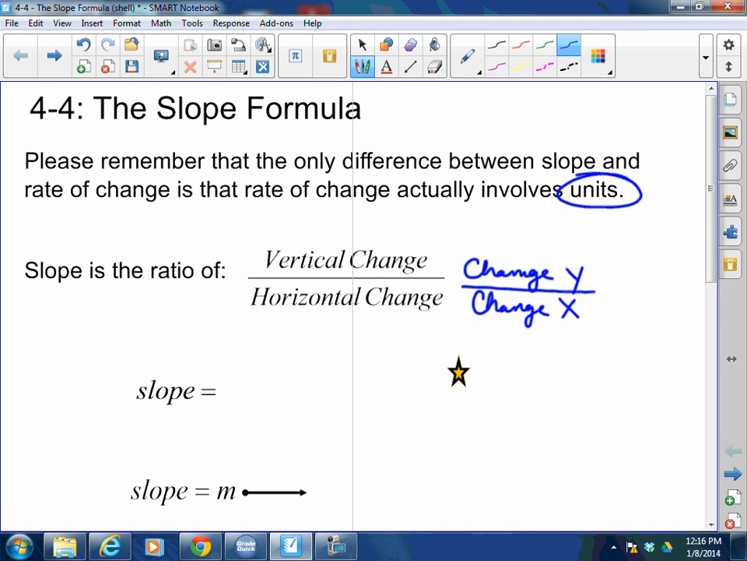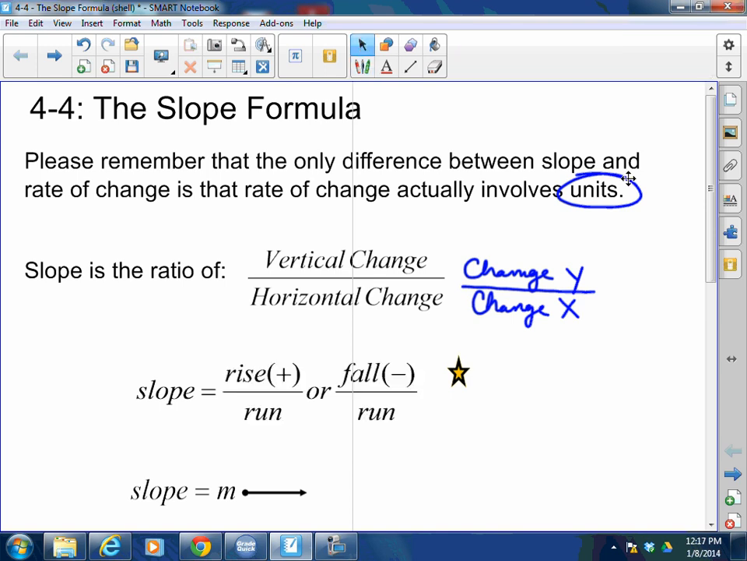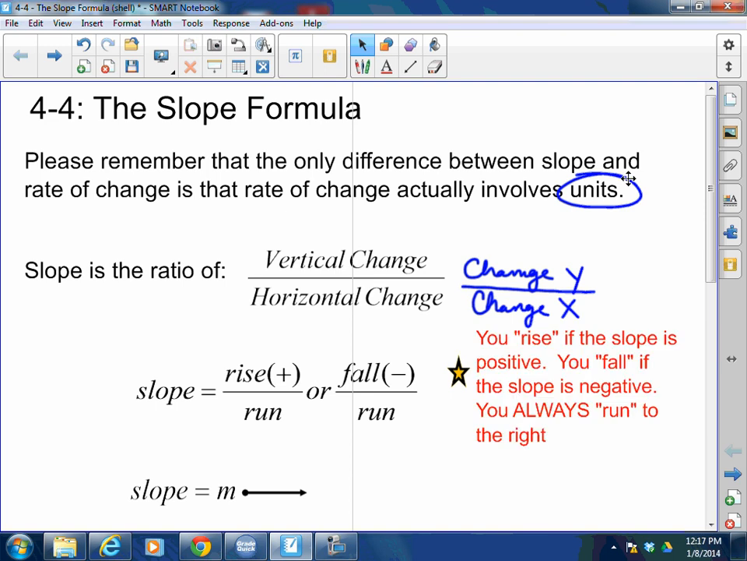Now, slope can also be described as a rise over run or a fall over run. And how can you tell the difference? Very easily. You rise if the slope is positive. You fall if the slope is negative. But you're always going to run to the right. We haven't seen how this works yet, but I promise when we do, all of this stuff is just going to click and you say, oh, okay, I know what he means now. Run to the right.